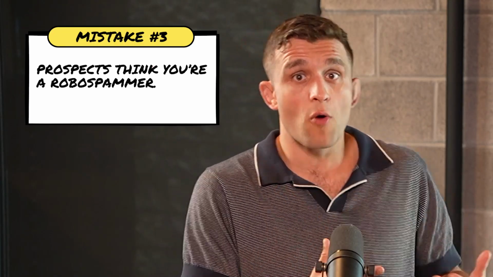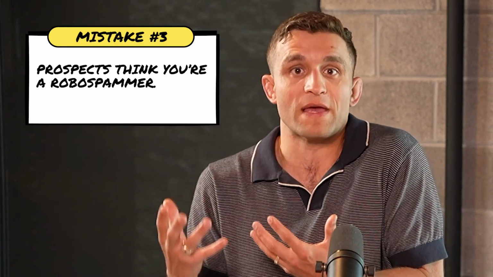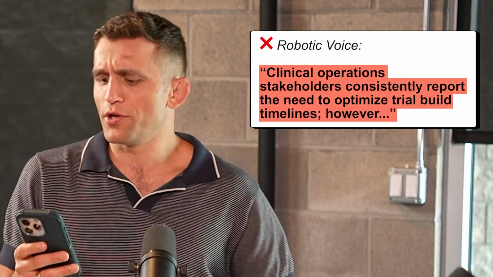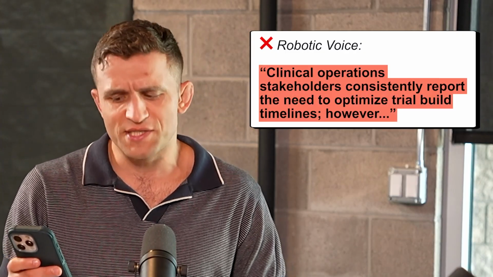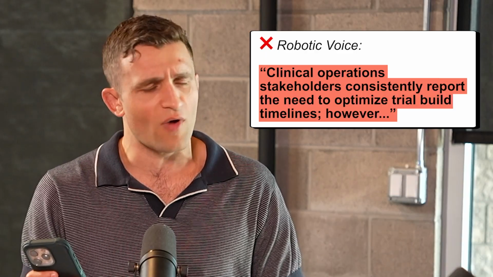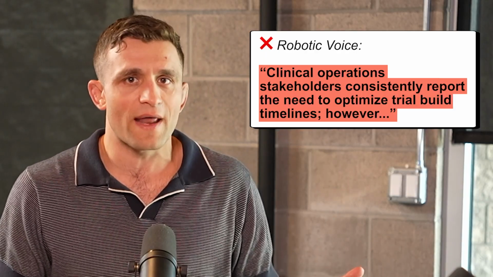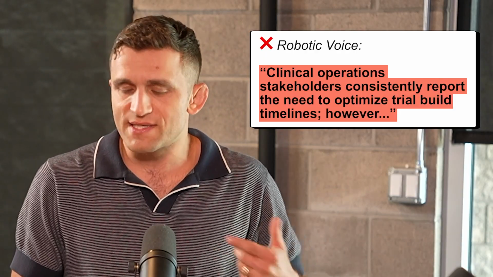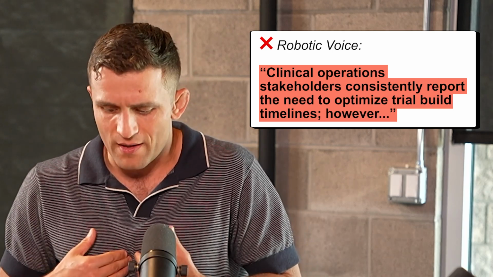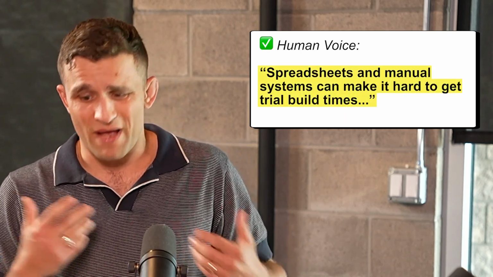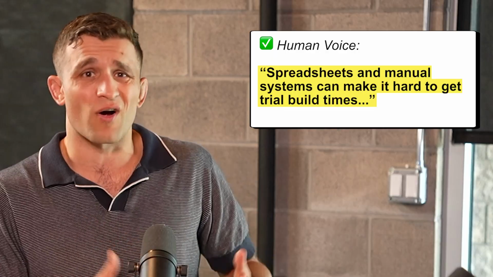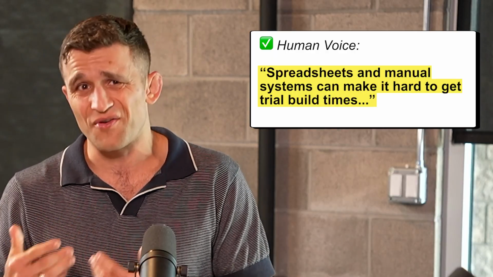Number 3 is your emails sound like they were written by a robot, not a living, breathing human being that they can actually connect to. If you're writing something that sounds like clinical operations stakeholders consistently report the need to optimize trial build timelines, they're going to shut that out. That doesn't sound like a person. Instead, an improvement on that might sound like, look, when you're using spreadsheets and manual systems, it can make it really hard to get trial build times in under 4 weeks.